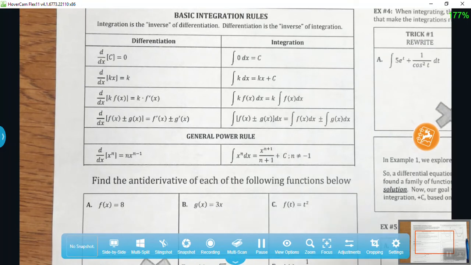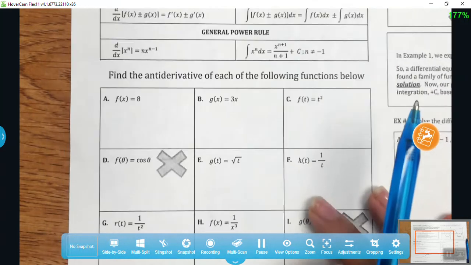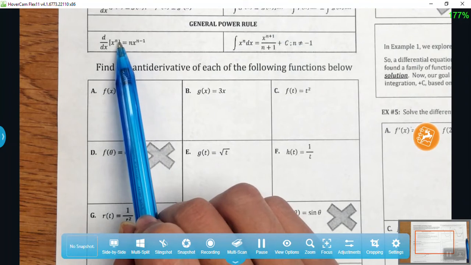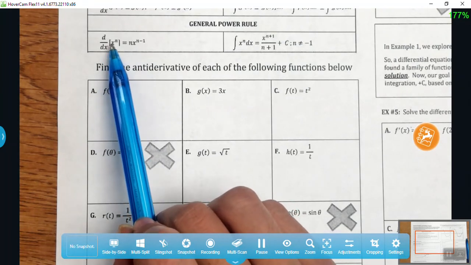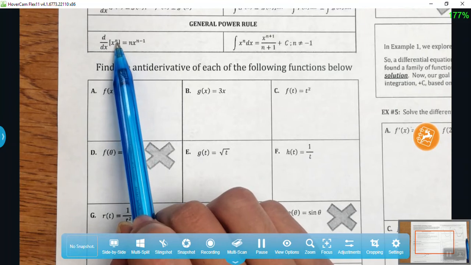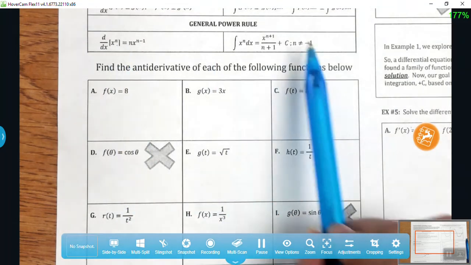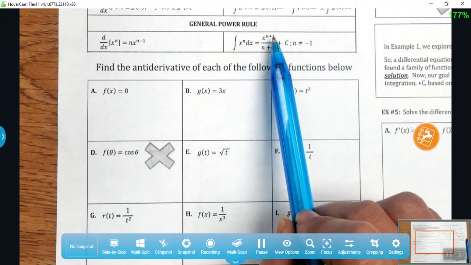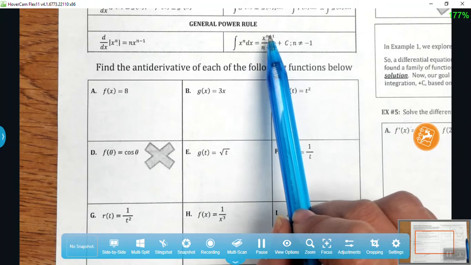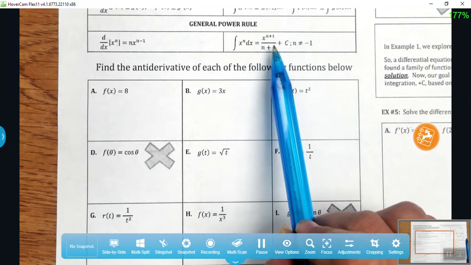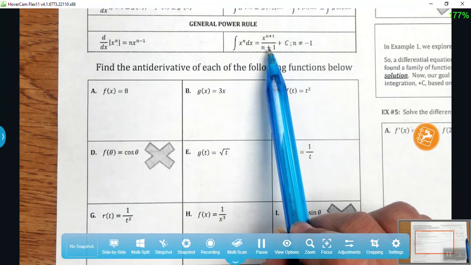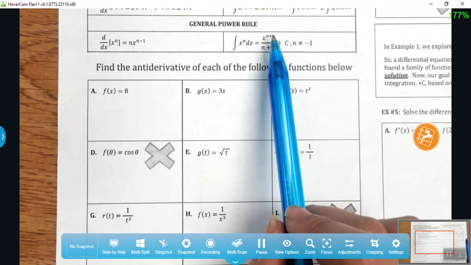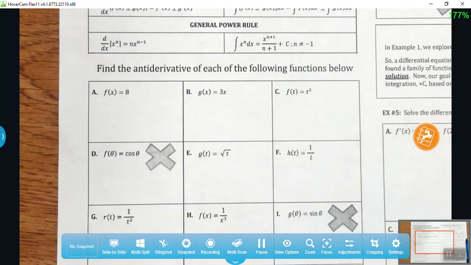And then let's go over the general power rule. When you're taking the derivative, you take the exponent, bring it down in front, and then subtract 1 from the exponent. For integration, you're going to do the opposite. You're going to take the exponent, add 1 to it, and instead of multiplying by your exponent, you divide by your new exponent. So don't bring down first: increase the exponent by 1, and then divide by your new exponent. Okay?